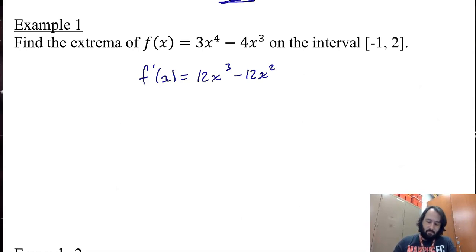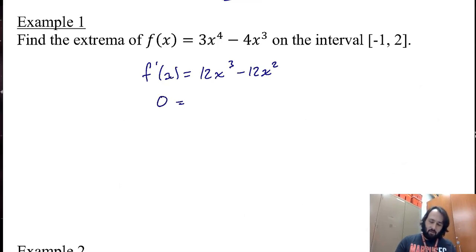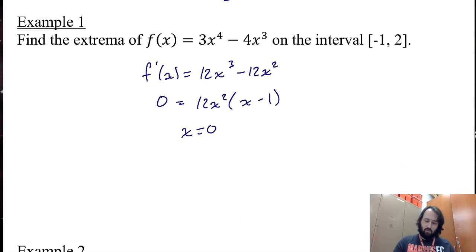All right, so there's my derivative. And I need to find the horizontal tangent, so I'll set that equal to 0. And I'm going to go ahead and factor out 12x squared, because why not? Save some time. All right, so I get to this point. I notice that I have solutions, or horizontal tangents, when x equals 0 and x equals 1. Those are both within my interval, so I want to check those values as well and see what they are.